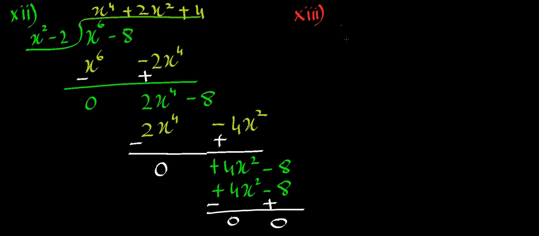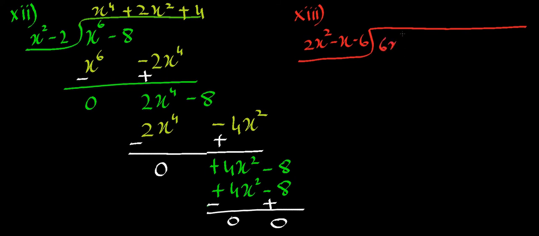Now, the divisor here is again... oh, here we have a larger divisor. We have 2x square minus x minus 6 as our divisor, and my dividend is 6x raised to 3 minus 13x raised to 2 minus 13x plus 30.